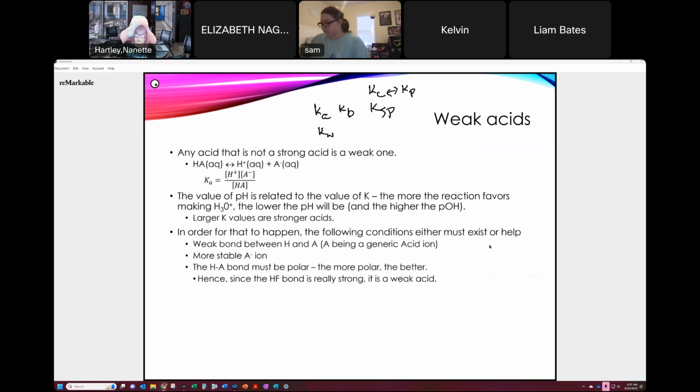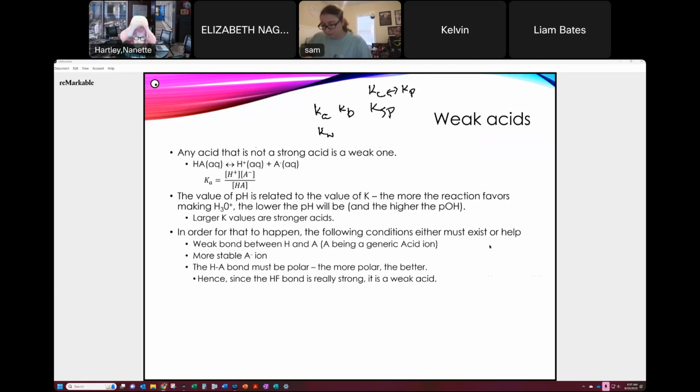All right. When we talk about this, in order for that proton to come off of that anion, we need to have a weak bond between the H and the A. Okay. That A minus needs to be extremely stable when it has that negative charge. And the HA bond must be polar. And the more polar, the better, to an extent. Okay. So if the electrons spend a lot more time on the A, then it's really easy to yank that proton off. It's very happy that way.